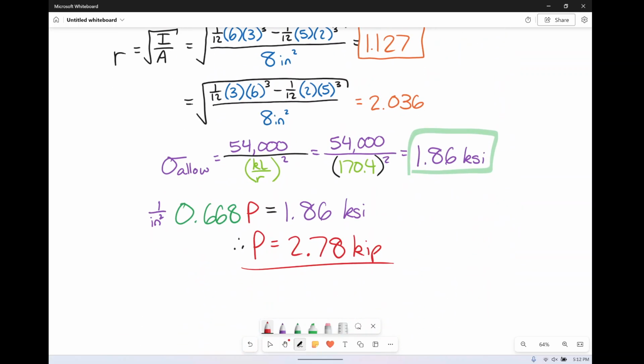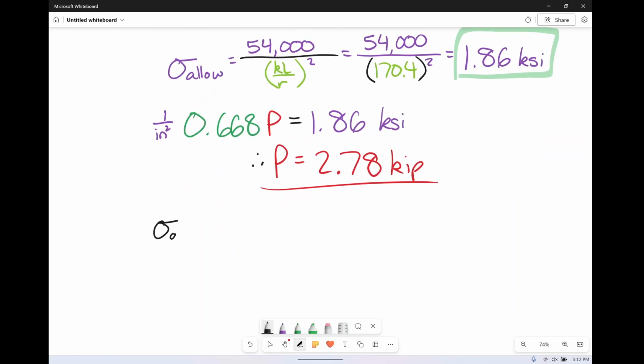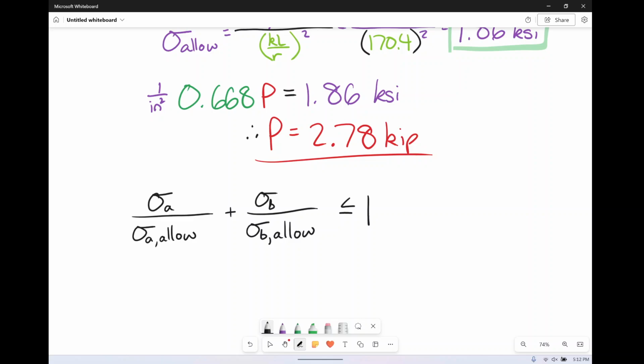To use the interaction formula, we're going to separate some things out. Remember that the interaction formula has sigma A, our actual, divided by sigma A, allowable, plus sigma B, our actual, divided by sigma B, our allowable. And that has to be less than or equal to 1. Because this is aluminum, we don't have to do the additional check. But we do have to solve for those things individually. Conveniently, you've already solved for this, and for that as well. So really, the only thing you need is this guy.